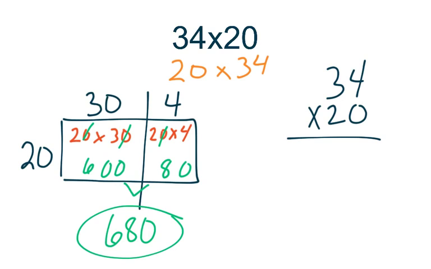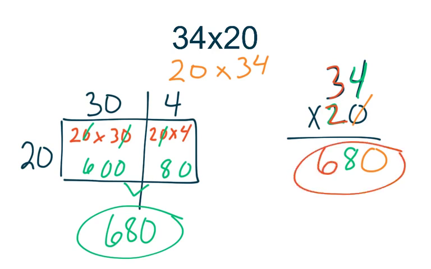Now over here with my regrouping method, I can do the same thing. I'm going to cross out my 0 in my ones place and start by putting that in my product. Then I'm going to go ahead and multiply 2 times 4, which is going to give me 8. Then I'm going to go over to my tens place, so 2 times 3, which would give me 6. So I get 680 both ways.